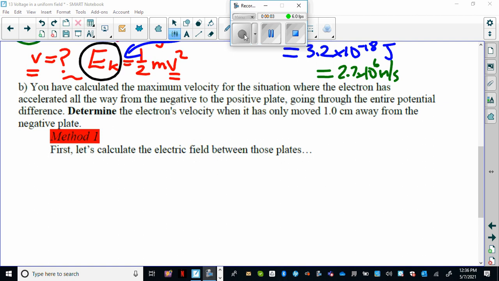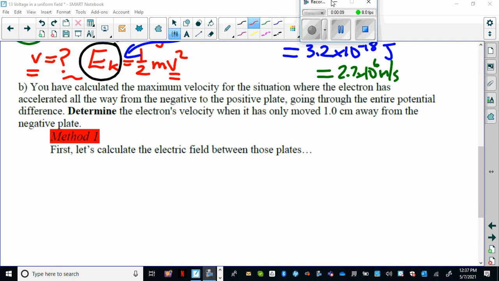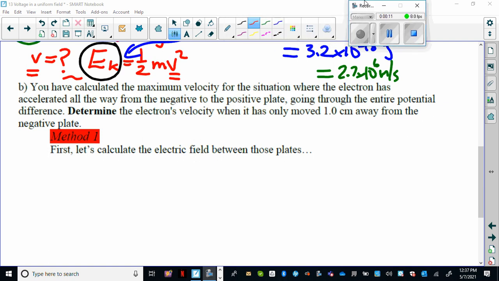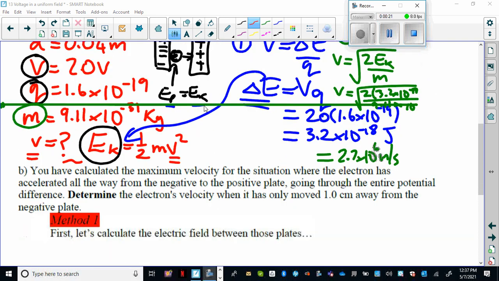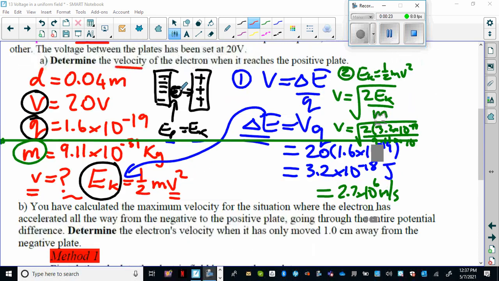Back to lesson 13. Sorry about the disjointedness of this lesson. We're going to complete B and then go back to the question that we missed. In part A of example 3, we calculated the velocity when the electron went from the negative plate to the positive plate. In other words, it converted all its potential energy into kinetic energy.